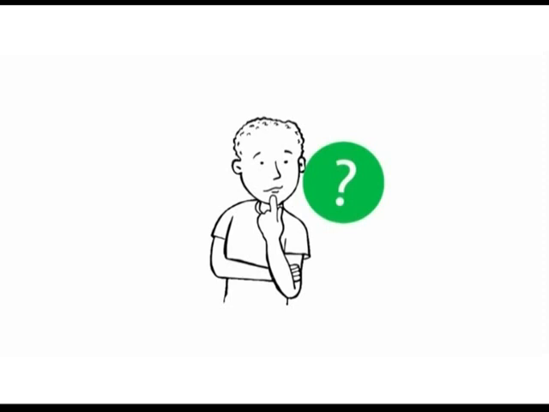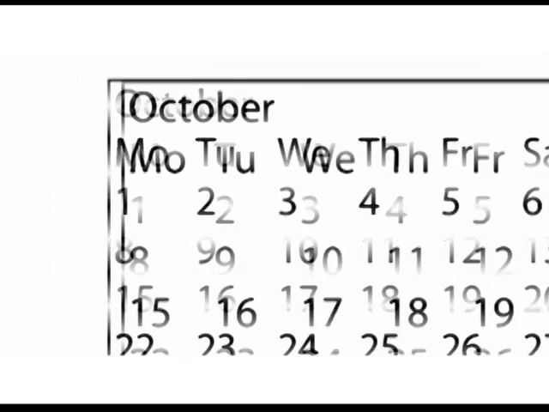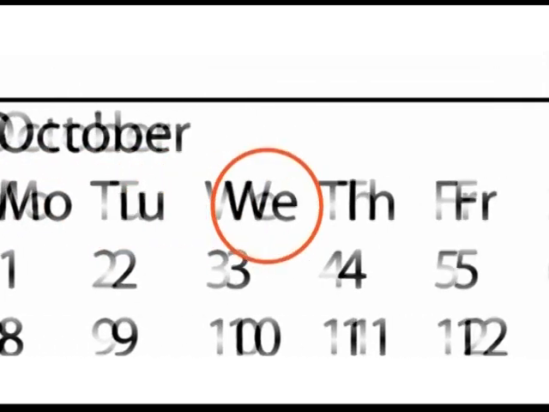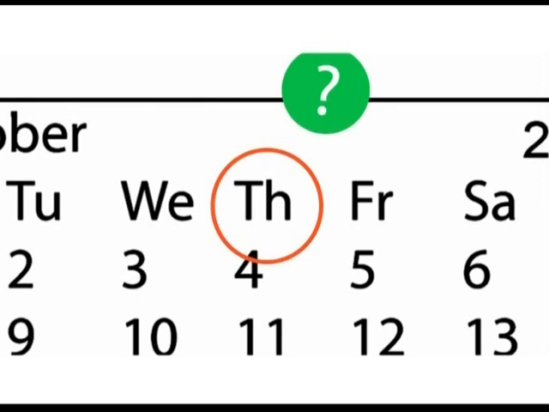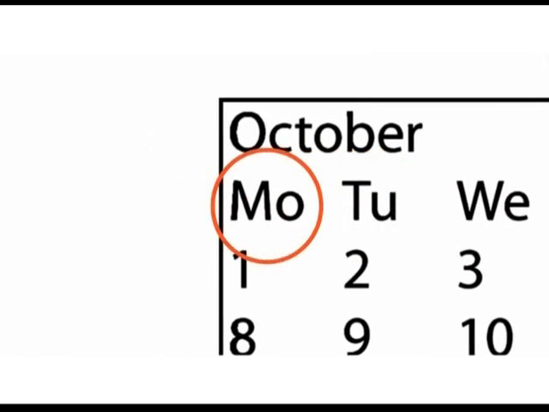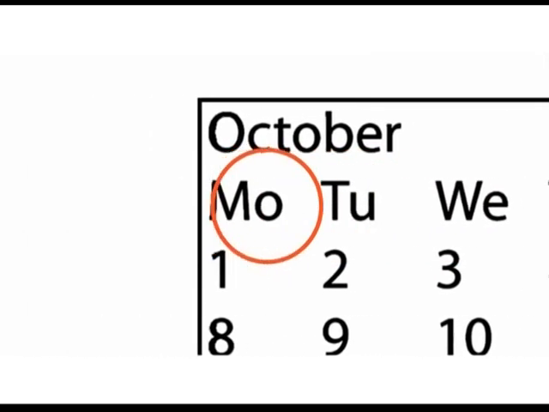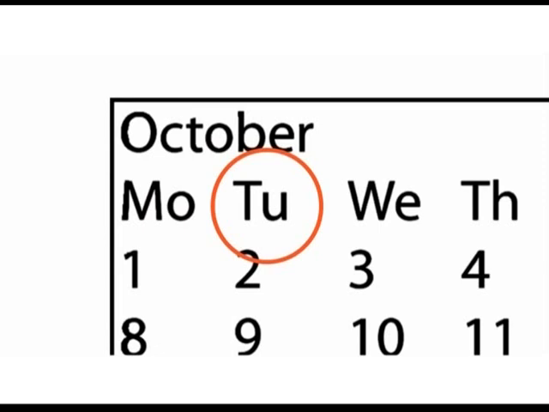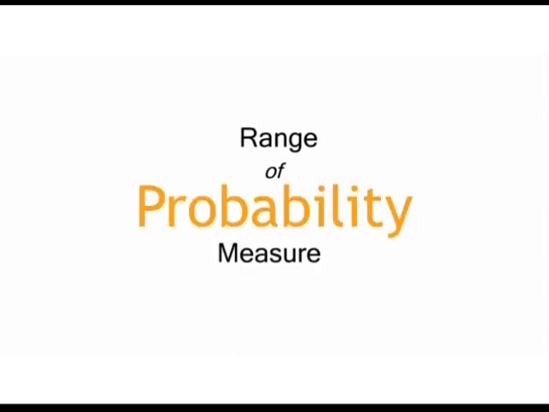Think about this. How likely is it that if today is Monday, tomorrow will be Thursday? Strange, isn't it? And if today is Monday, how likely is it that tomorrow will be Tuesday? Sensible, right? In these two questions, we have looked at the range of probability measure.